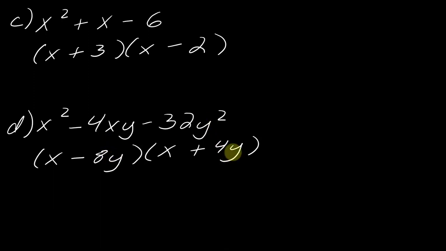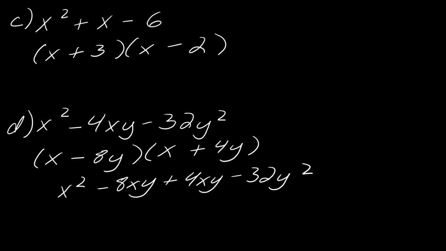So y times y will get me to the y squared, and then -8 times positive 4 will get me to -32. So in this case now, if I multiply all of this together, what do I get? I get x squared minus 8xy plus 4xy minus 32y squared, and hey, that does indeed get me to my desired answer. So again, sometimes when you see extra letters and all these other things in here, that might kind of throw you off, and then you might not be sure what to do.